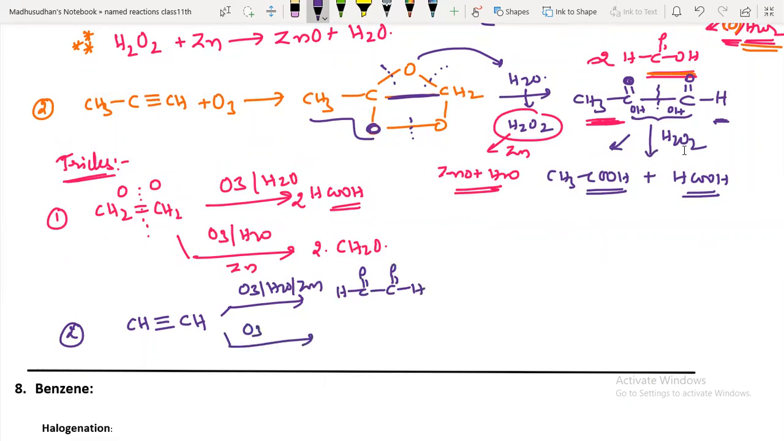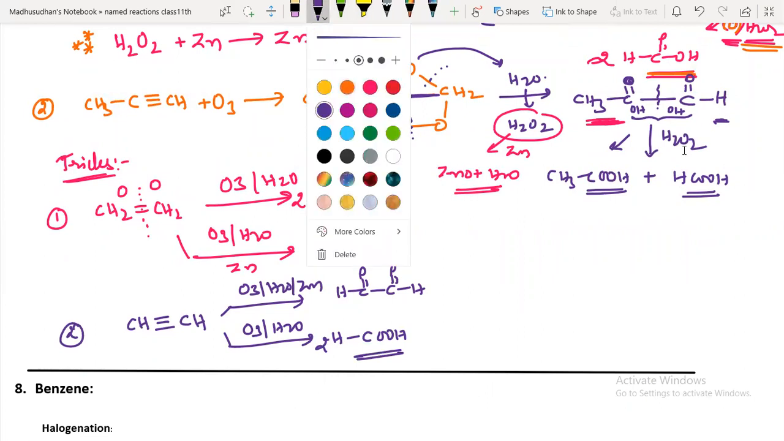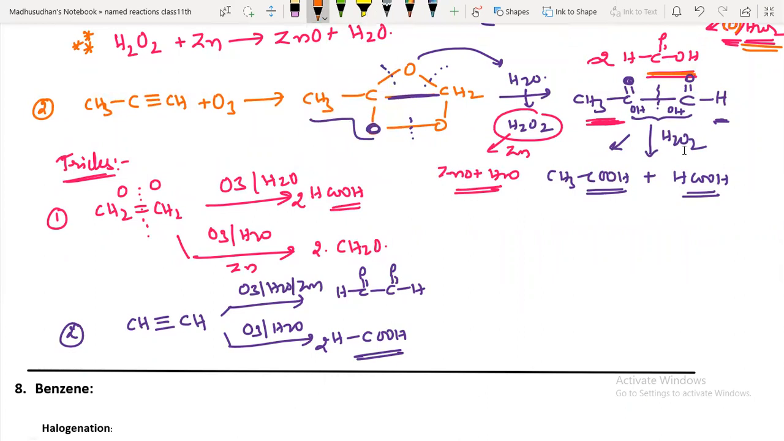If the same reaction with water and ozone, there is no zinc in it, so further oxidation is taking place, right? So you will get 2 moles of acid, 2 moles of formic acid you are going to get. So this further bond breaking also takes place if there is no zinc in it. So this is a very simple trick. Break the double bond, add oxygen on both sides if there is zinc. If zinc is not there, add 2 times oxygen. You will get formic acid.